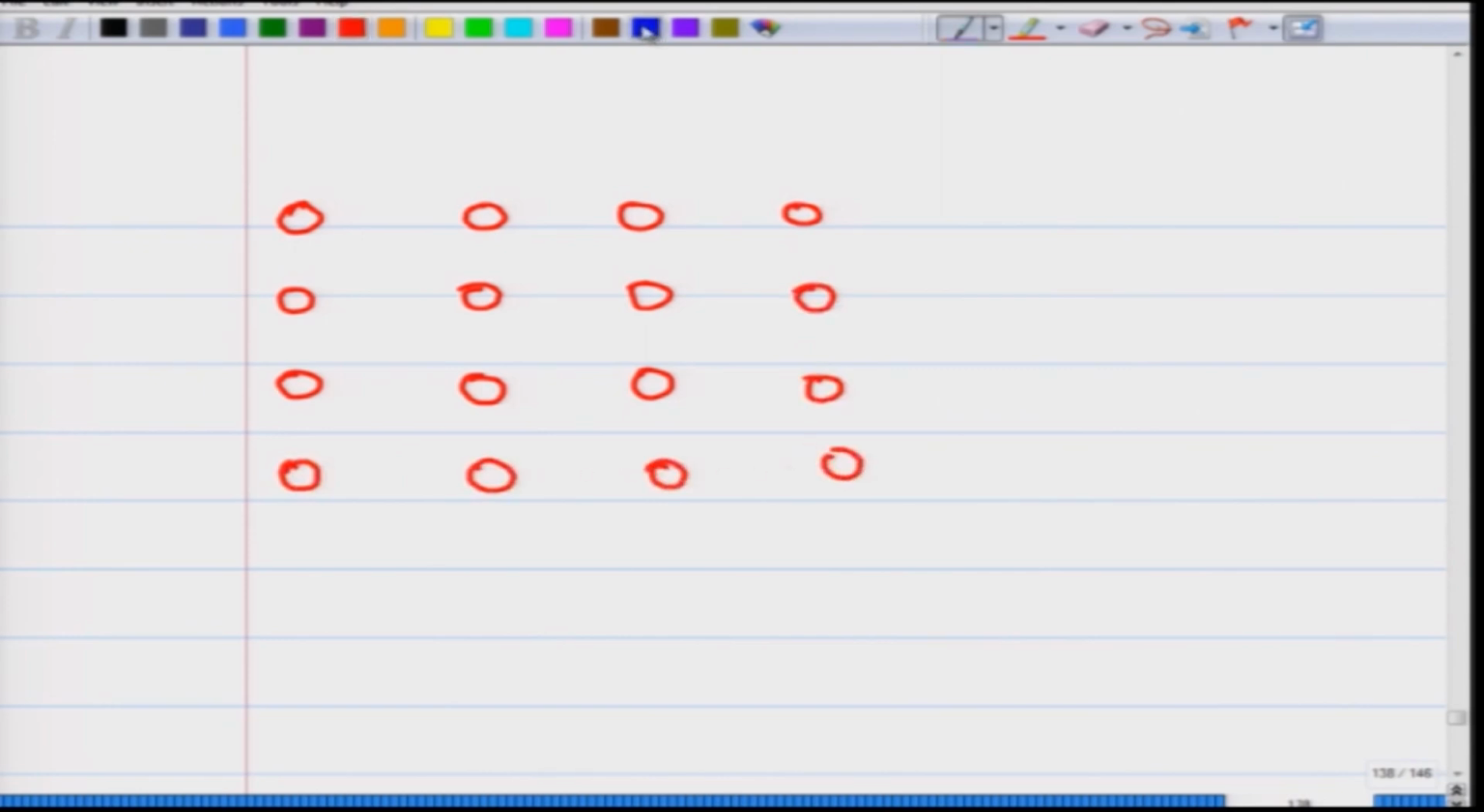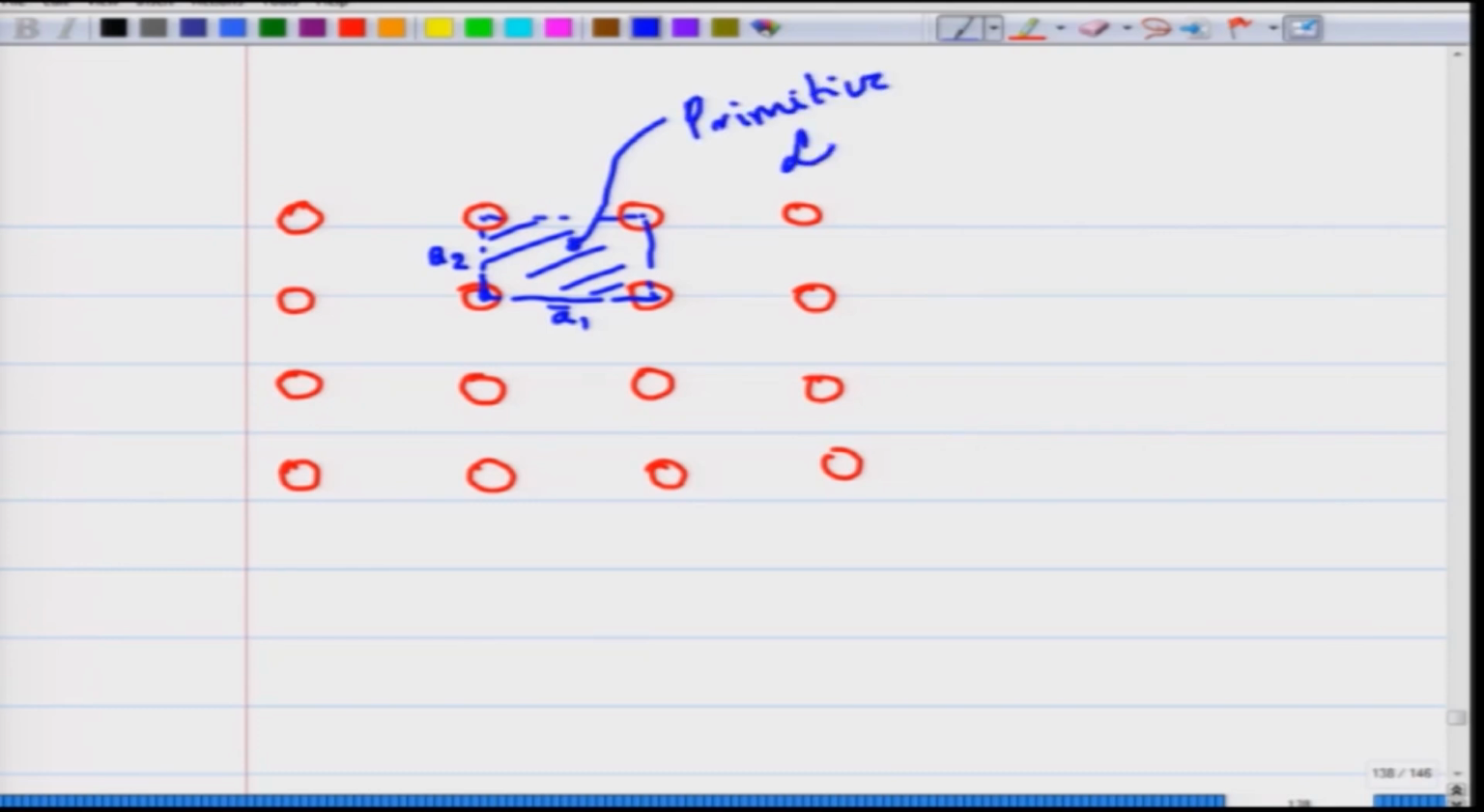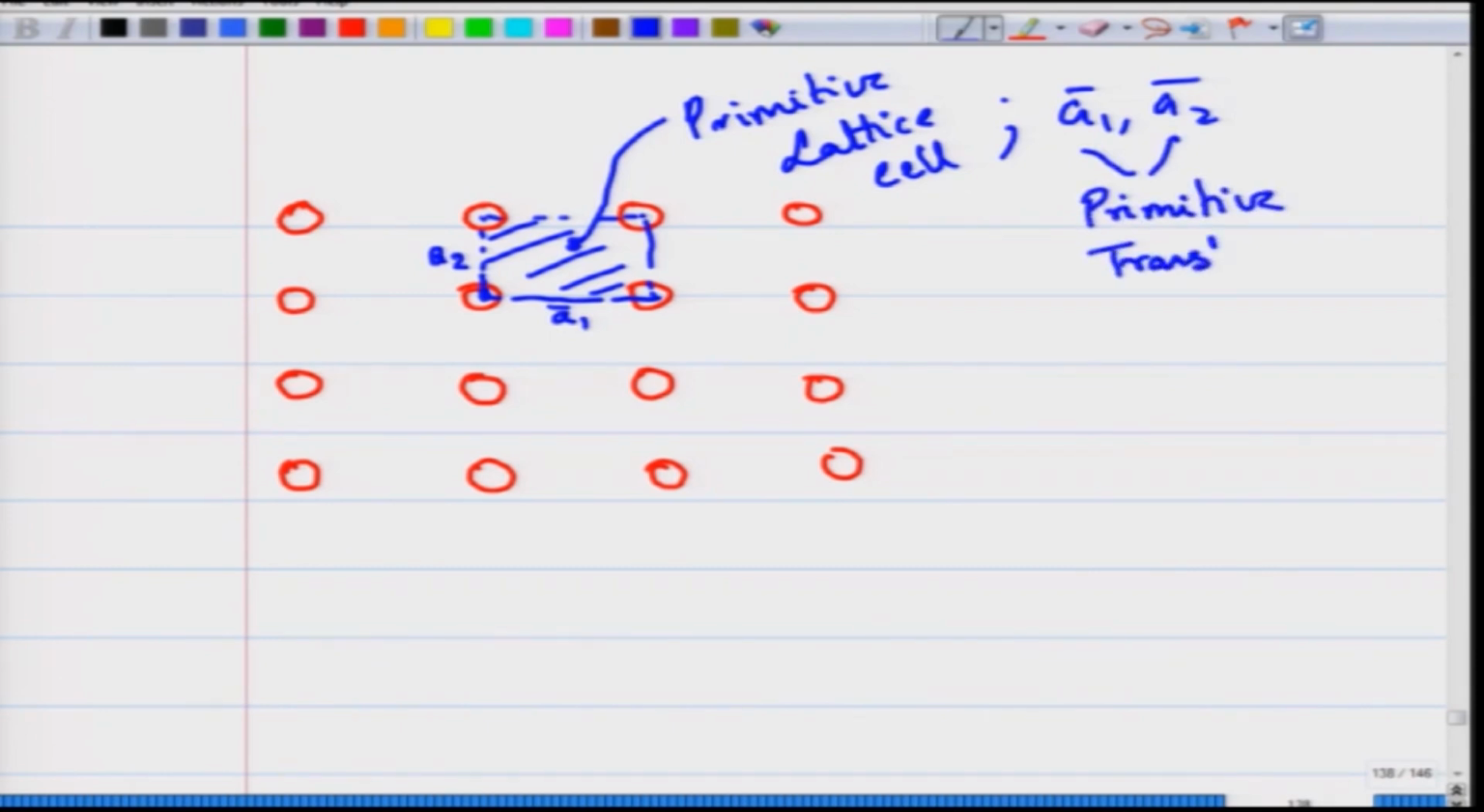And what is my primitive cell in this? One example of a primitive cell is this. This is my primitive lattice cell, and A1 and A2, which form the sides of this primitive lattice cell, are called the primitive translation vectors. So the smallest or minimum volume that I can have inside this lattice, defined by these A1 and A2, forms the primitive lattice cell, and these are called the primitive lattice vectors.